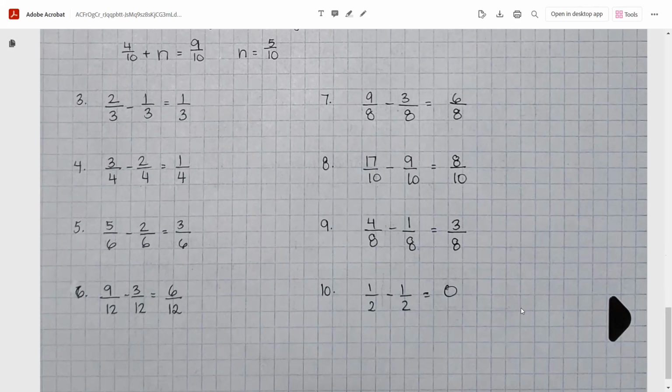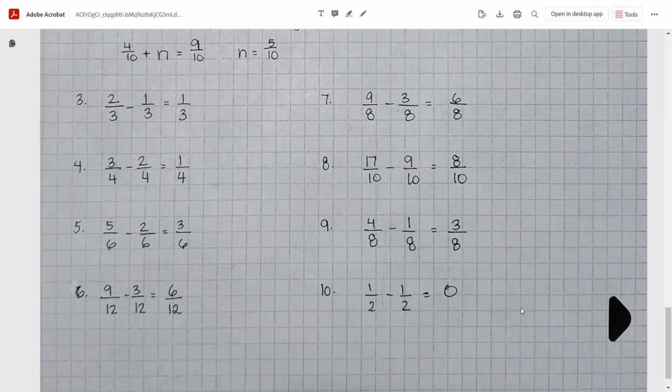5/6, take away 2/6 will leave you with 3/6. And this is also an equivalent fraction for 1/2. Whenever your top number is half of your bottom number, you know your fraction is equal to 1/2. So since 3 is half of 6, you need 2 groups of 3 to make 6, it's equal to 1/2.